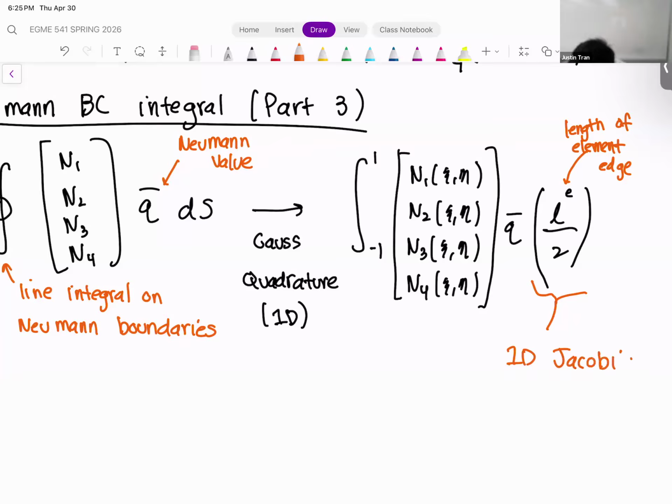Remember the purpose of the Jacobian: when we're changing variables, our integration domain may be compressed or it may be expanded. So it accounts for the change in length of the domain. d epsilon.